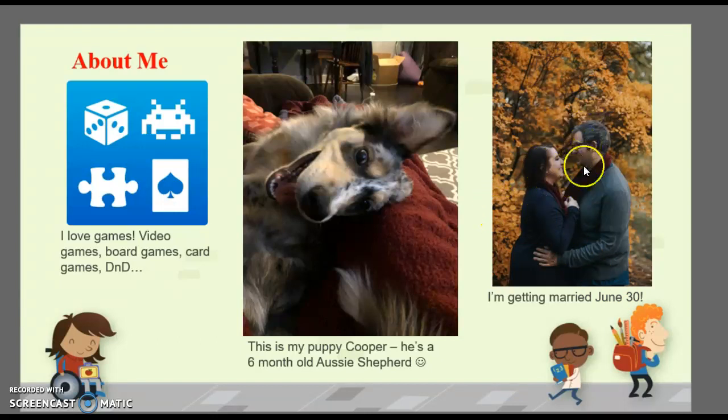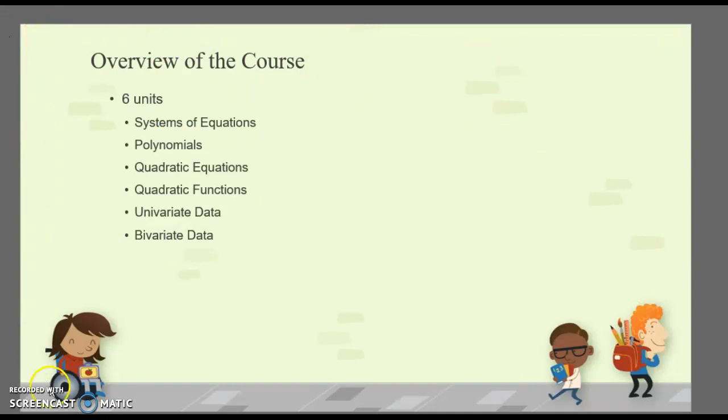So there's me and my fiance. This was taken back in October, so we've lost a lot of weight since then. But anyway, that's all about me. Excuse me, sorry.